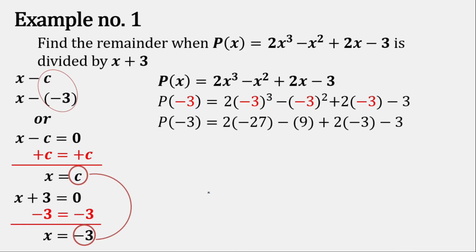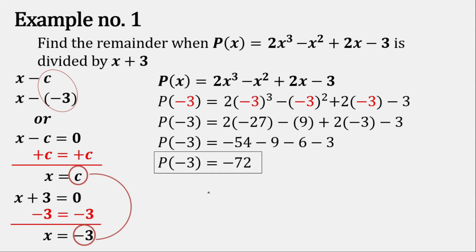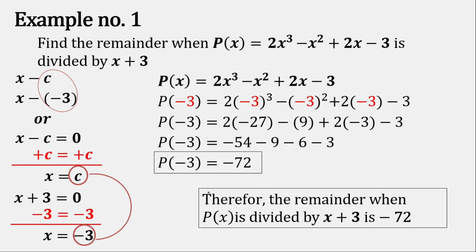Negative 3 cubed is negative 27. Negative 3 squared is 9. If we multiply 2 by negative 27, we have negative 54, minus 9, minus 6, and minus 3. Now p of negative 3 is negative 72. So therefore, the remainder when p of x is divided by x plus 3 is negative 72. So that's how easy it is to find the remainder in this problem. Now let's proceed to example number 2.